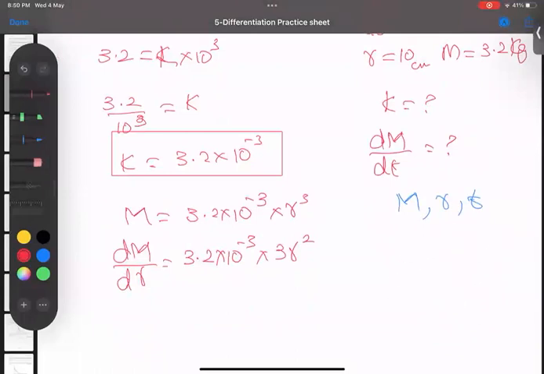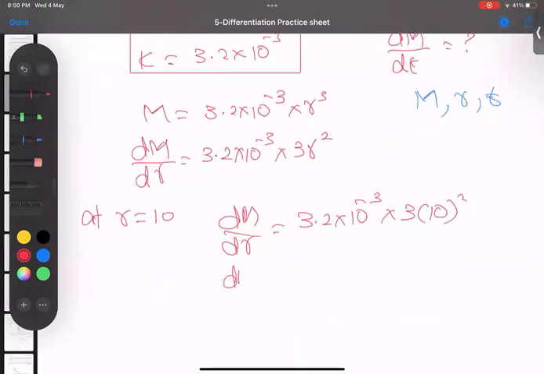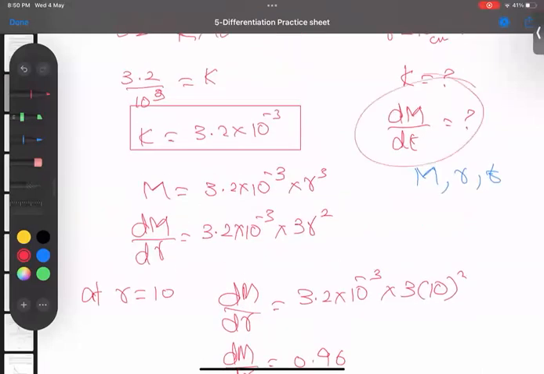And after this, what is the plan of action? At r equals 10, we have to check it. So I'm writing at r equals 10, dm by dr is equal to 3.2 times 10 to power negative 3 times 3 times 10 to power 2. And I'm going to type in the calculator 3.2 times 10 to power negative 3 times 3 times 100. And the answer value coming is dm by dr equals 0.96. All right, so clear. Now, what is my target? My target is dm by dt.